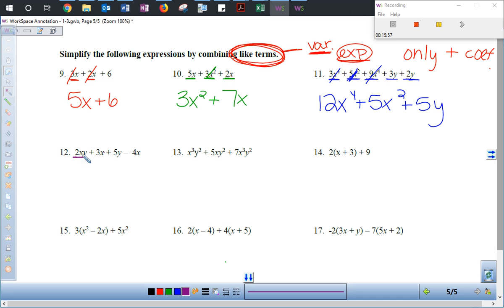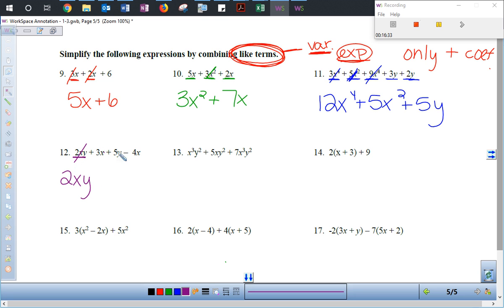So if you look, here I have an x and a y, both to the first power. To be able to add those to anything, I would also have to have an x and a y, both to the first power. So 3x only has an x, it doesn't have the y. 5y only has the y, it doesn't have the x. And negative 4x doesn't have a y either. So there are no other like terms that I can add to this 2xy, so I'm going to bring it down and cross it out.